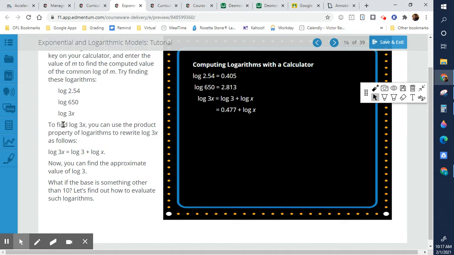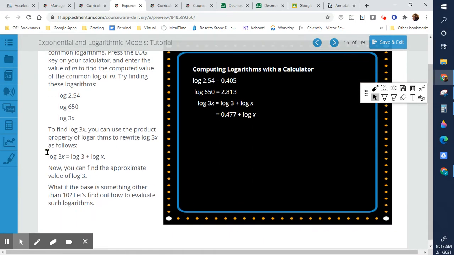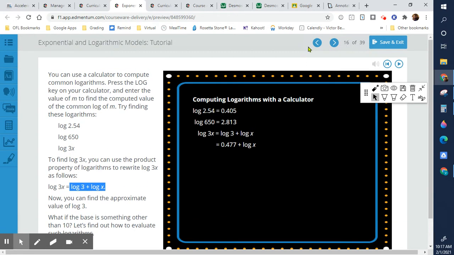Find this log. What we're doing here is using the product property. Remember I said that if you're multiplying two things together, you can split it up into two different logs. Because this is being multiplied, you can split it up into two logs that are being added.